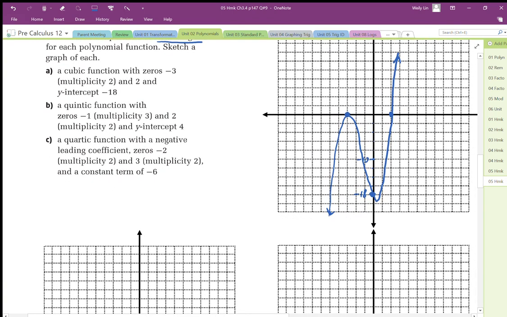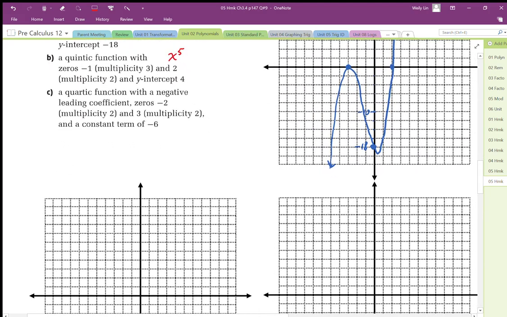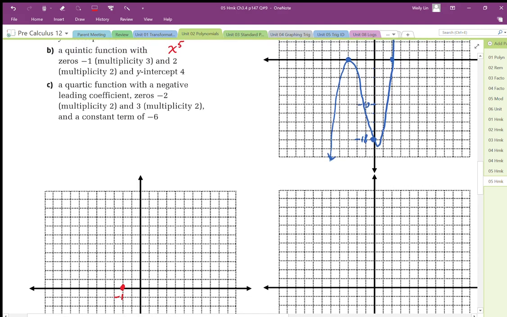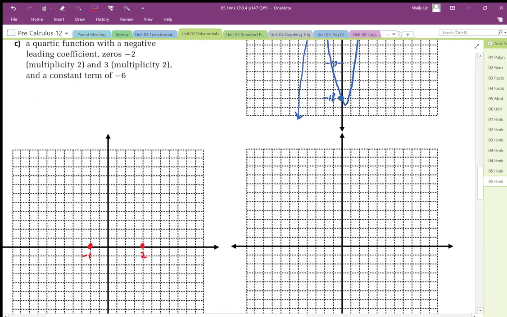For B, it says we have a quintic function, so that means a power of 5. We have zeros at -1 with a multiplicity of 3. So I'm going to stretch this out a bit. There's my -1. There's going to be a slide through that point, and 1 at 2, and this has a multiplicity of 2, so it's a bounce, and the y-intercept is at -4.